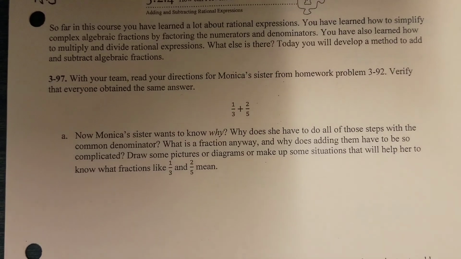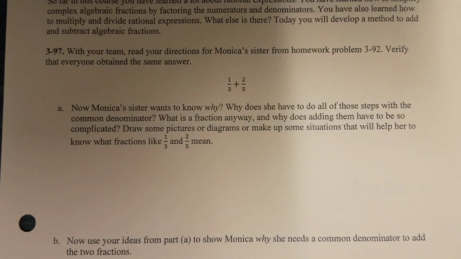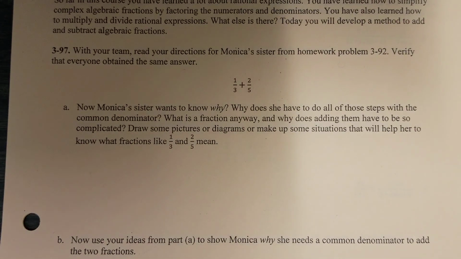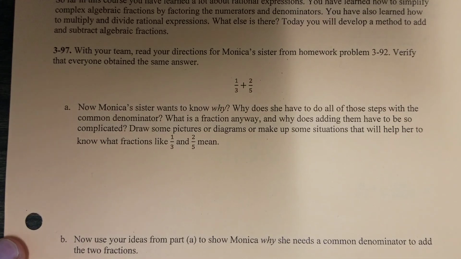So this first problem says to reread our directions from the homework problem 3-92 from yesterday and make sure everyone had the same answer. This is one where it asks us to write out step-by-step directions for 1/3 plus 2/5. And then it goes, Monica's sister now wants to know why. Why does she have to do all those steps with a common denominator? What is a fraction anyways? And why does adding them have to be so complicated? So it wants us to draw pictures and make up a situation that will help to know what fractions like 1/3 and 2/5 actually mean.